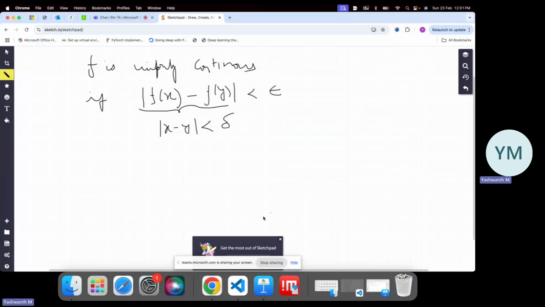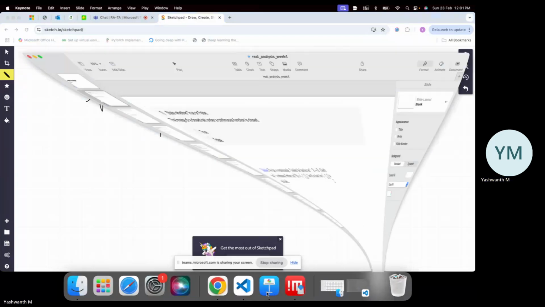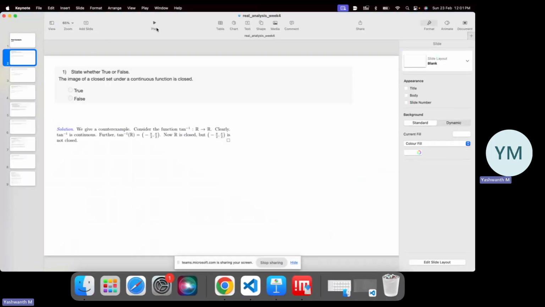So now let's solve some questions on this. So which of this thing is true? The image of a closed set under a continuous function is closed. So this is not true, because we can find a counterexample where we can pick a closed set and the image is open.